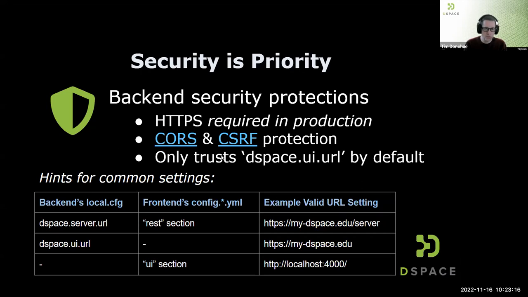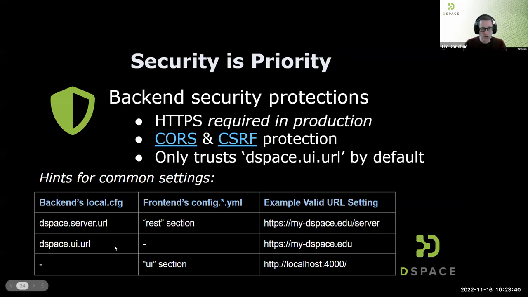The backend also only trusts the UI by default. It has some CORS and CSRF protection built into the system. And there are some hints here at the bottom for some common settings that you will want to be aware of within the backend and the frontend. In the backend and the frontend, the REST settings tend to need to match up, and they're going to be your full HTTPS URL based on what you set up that URL to be.